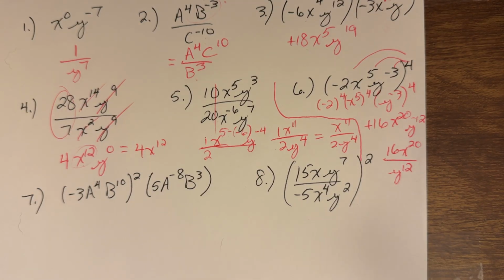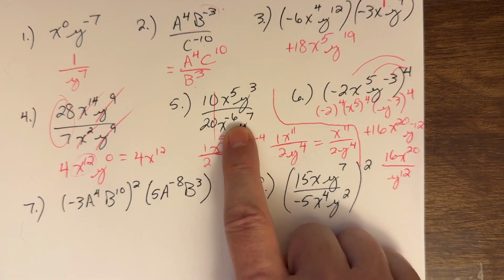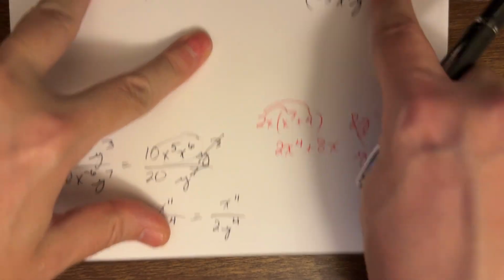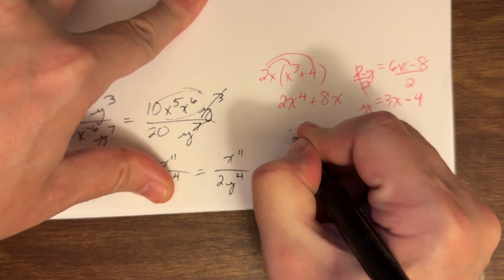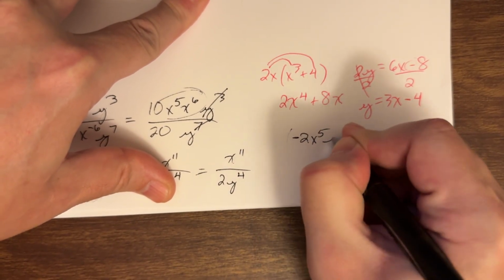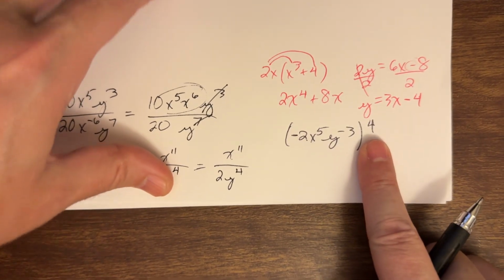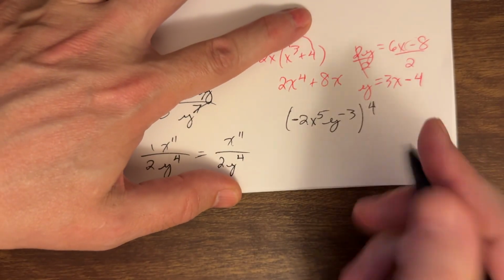But this is another one that, just like we saw in number 5, some people just hate seeing that negative exponent. It really, really bugs them. So let's do it again, and let's deal with that negative exponent first. Negative 2x to the 5, y to the negative 3, all to the 4th.